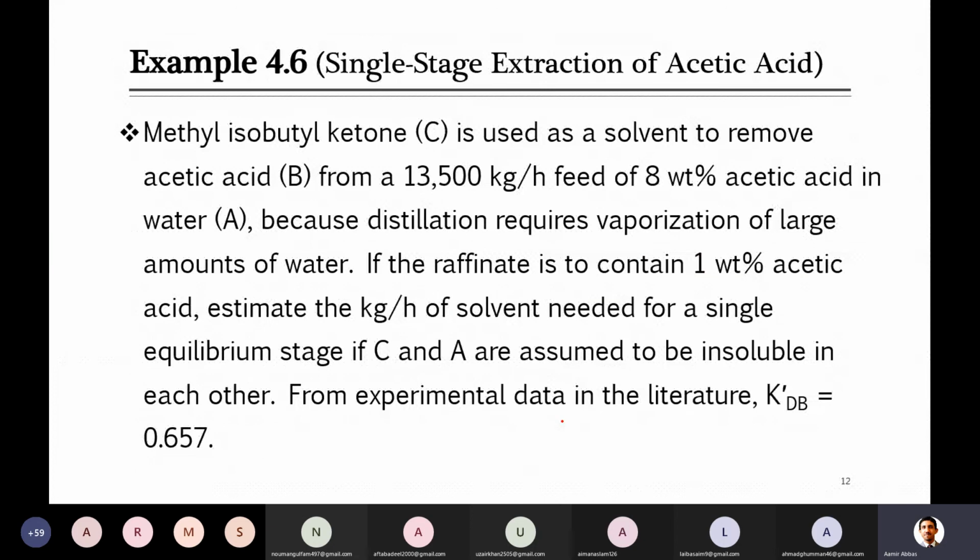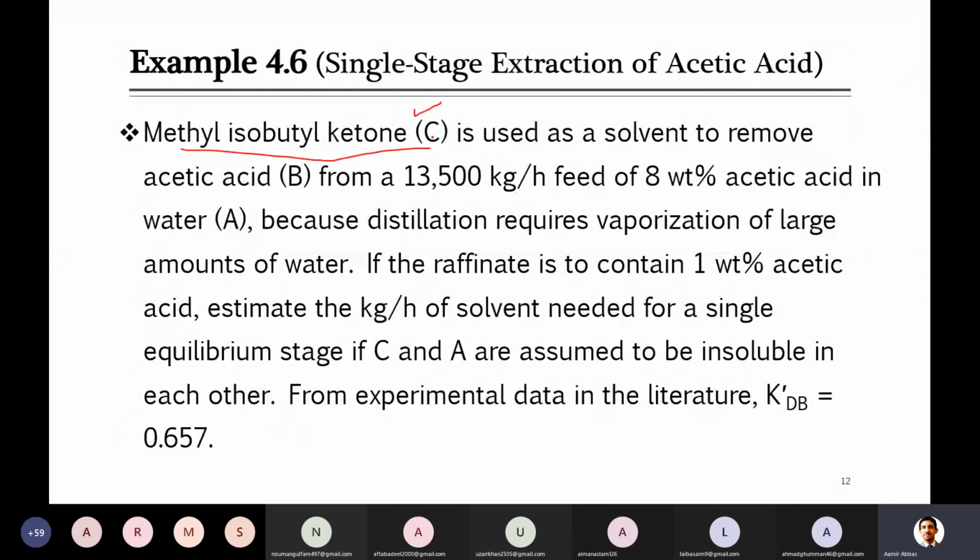So let's quickly look at the application of these equations. This is from your book, example 4.6, single stage extraction of acetic acid. Methyl isobutyl ketone is used as a solvent to remove acetic acid from a 13,500 kg per hour feed. Here the feed flow rate is given to you, and you have to use methyl isobutyl ketone.